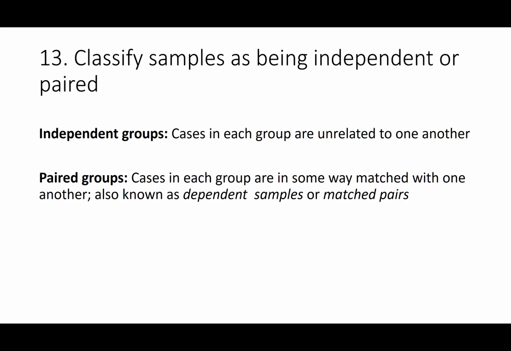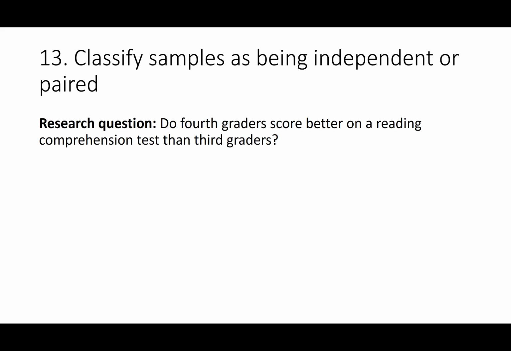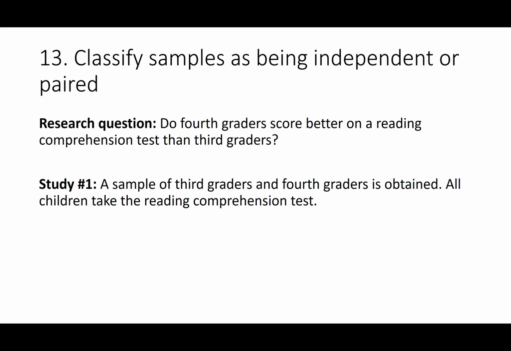Let's look at some examples. We have a research question. Do fourth graders score better on a reading comprehension test than third graders? In one study, a sample of third and fourth graders is obtained. All children take the reading comprehension test. In this case, the children in the two groups are not matched or paired in any way. These are two independent groups.